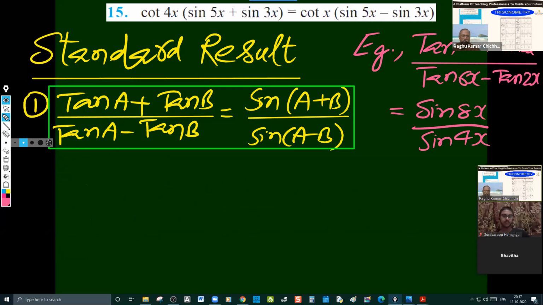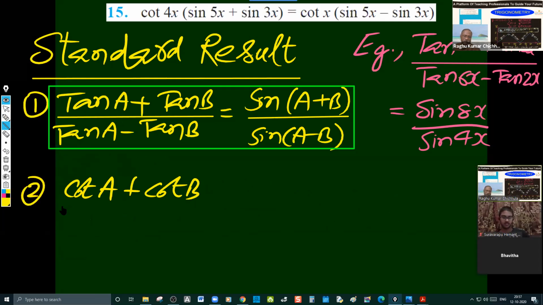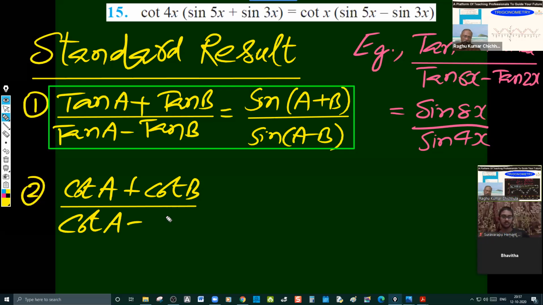Okay, now, second one, similarly, I'm not going to simplify this. Let me expect the answer from you. Cot A plus cot B whole divided by cot A minus cot B. Think and tell me. Don't say just like that. Think and tell me, or otherwise put your pen on the paper and simplify.